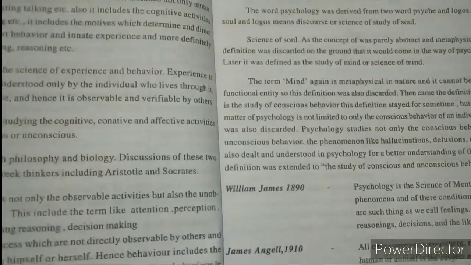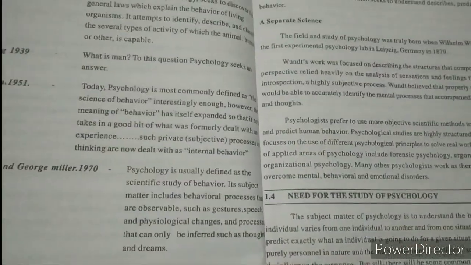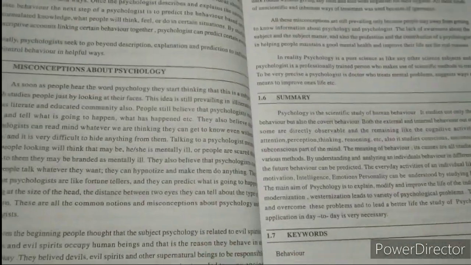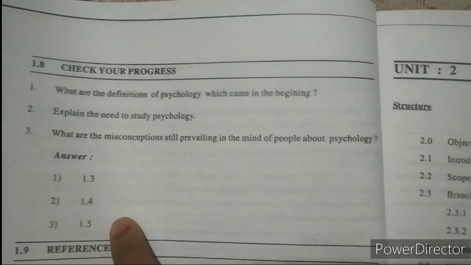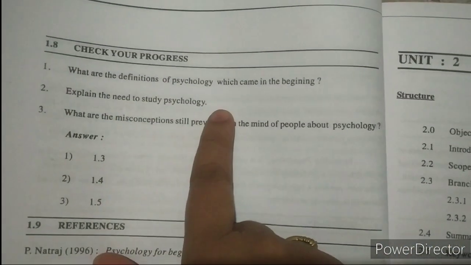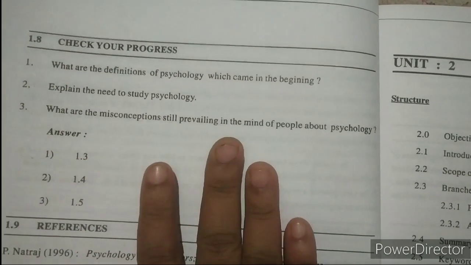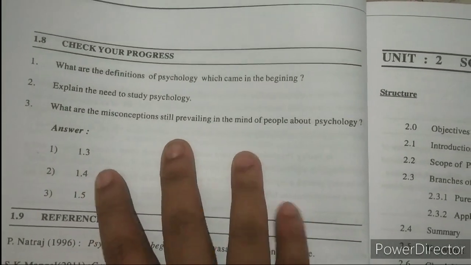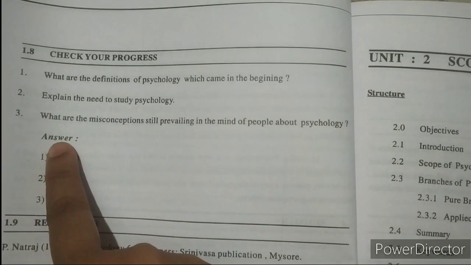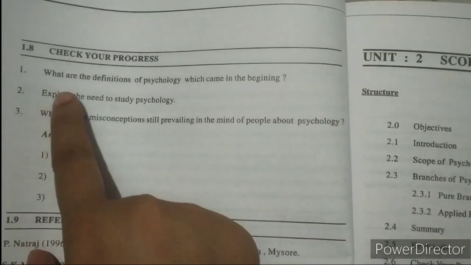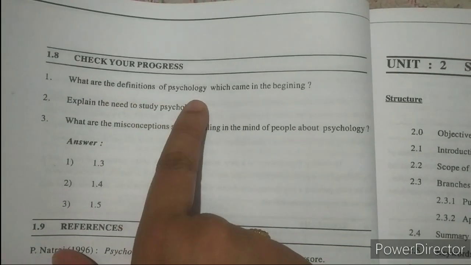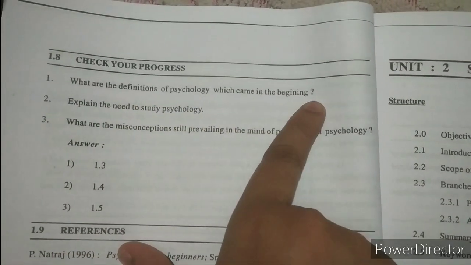In that, we are going to see that after the full lesson, full unit, we have some questions and answers given to check your progress. So these are basically the notes of each unit you are going to study. Now we are going to study these 3 questions which are given after the first unit. So first is, what are the definitions of psychology which came in the beginning?